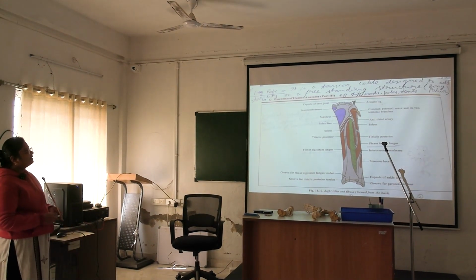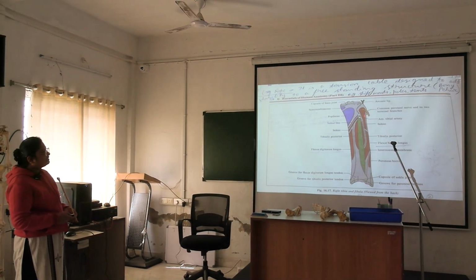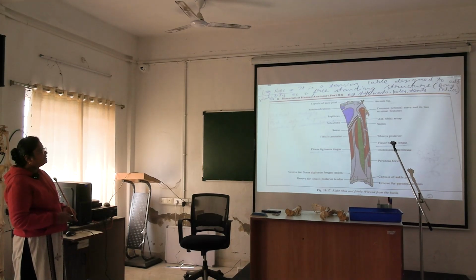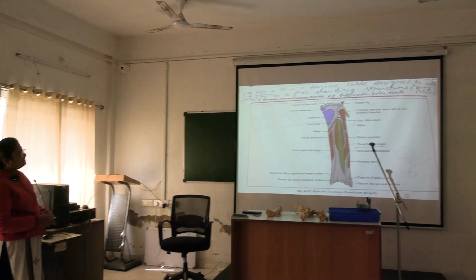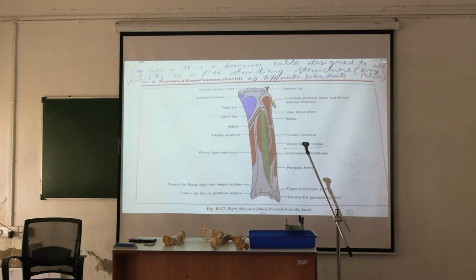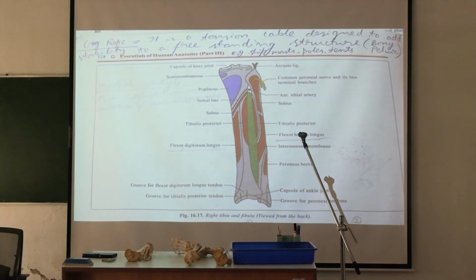This is a schematic diagram of tibia and fibula. Here are the attachments. The soleus, posterior surface is seen viewing from the back. This is the attachment of soleus. This is tibialis posterior, medial to the medial crest, and here is the flexor hallucis longus. Here is peroneus brevis.